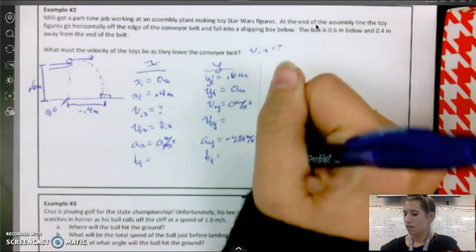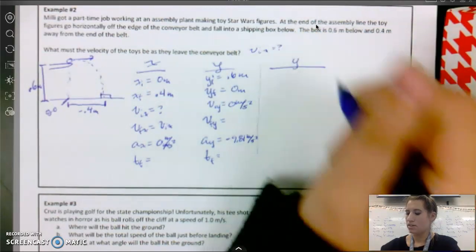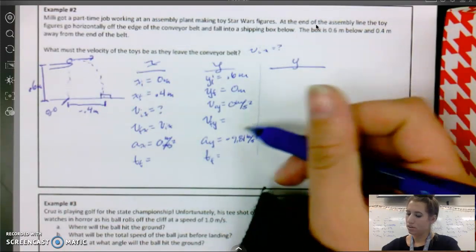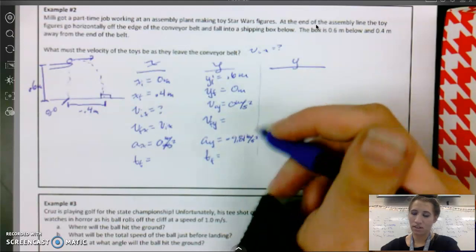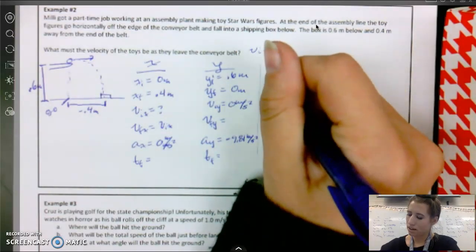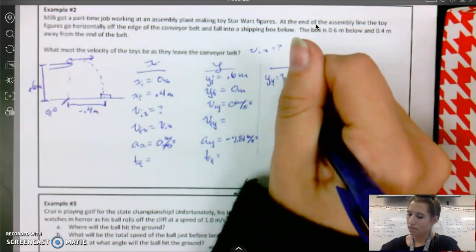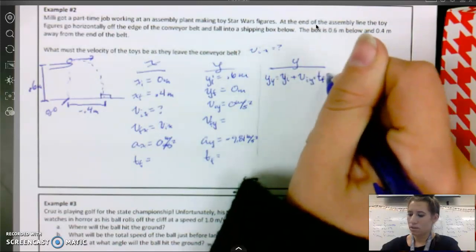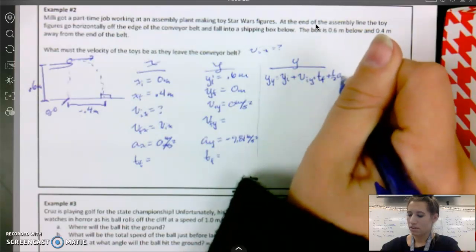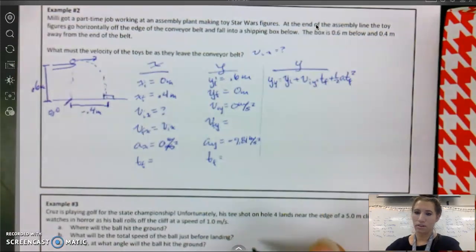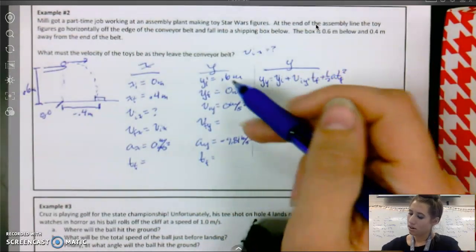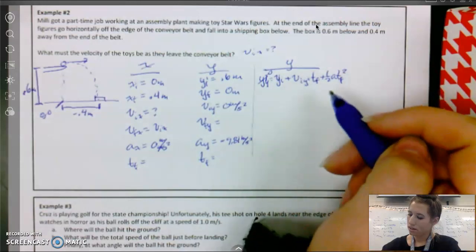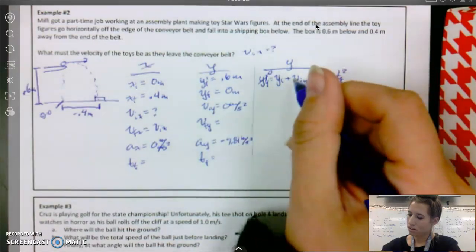So here's my work for the y direction. We're solving for time. I'm going to choose an equation that does not have velocity final, and the only one that is the case is y final equals y initial plus velocity initial in the y multiplied by t final plus 1/2 acceleration t final squared. Okay. y final is 0. And our initial velocity is 0.